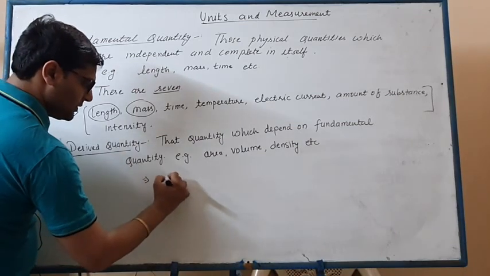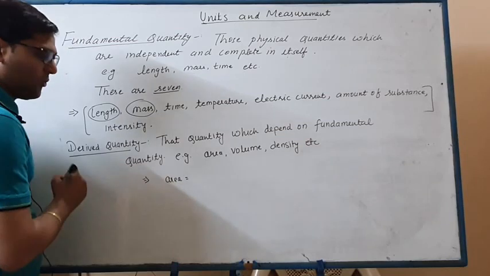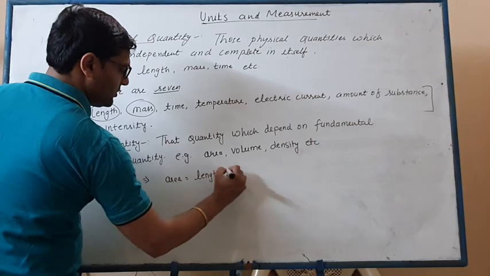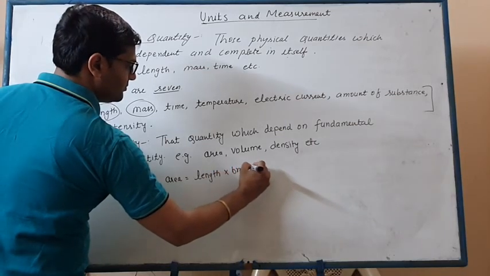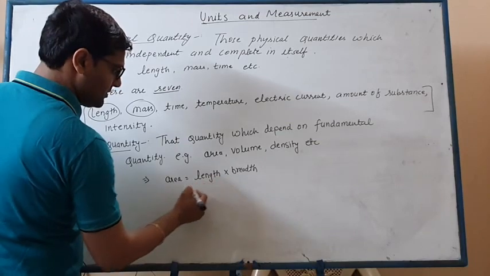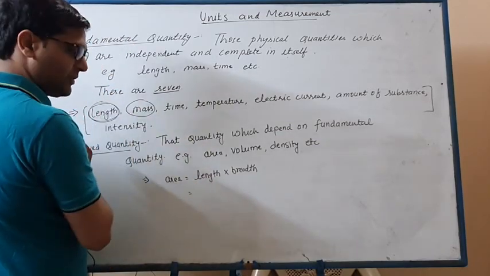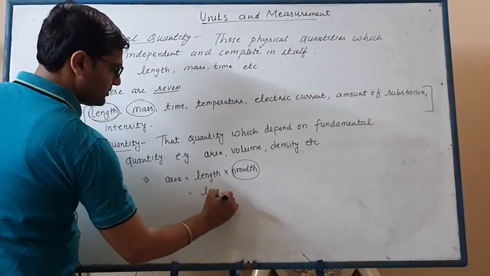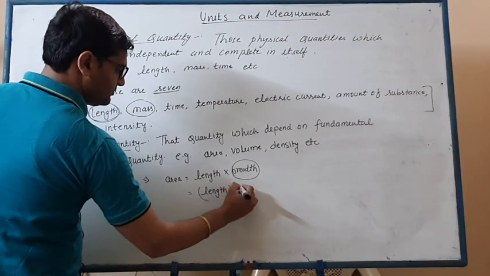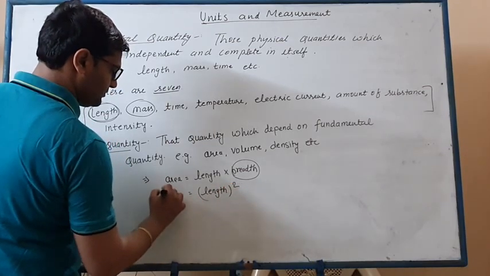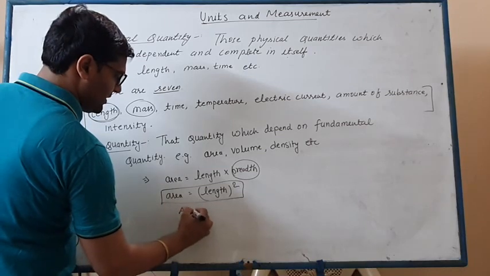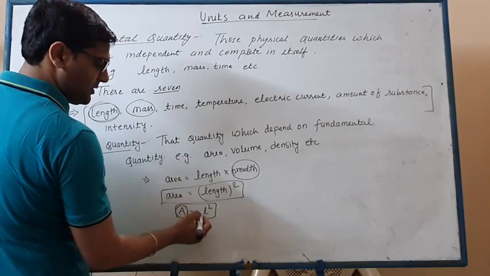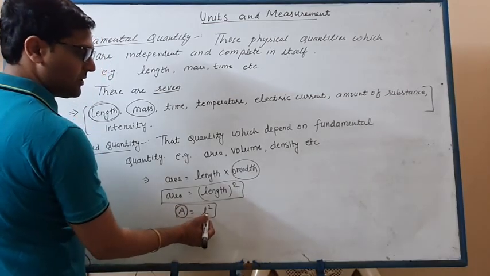Here is a proof. Area. What is the formula for area? Area, we can write length into breadth. It means length, this is our fundamental quantity, and breadth is a kind of length, so length squared, we can write as area. So area A is equal to L square. So this area can be represented in terms of fundamental quantity, right?